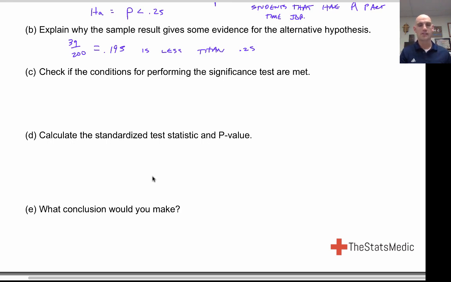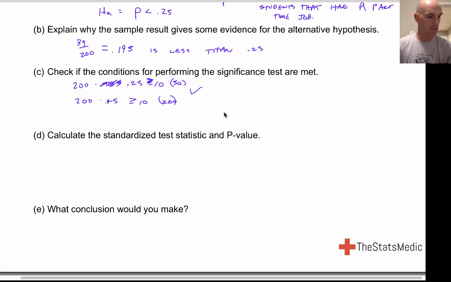So are the conditions met? Well, 200 times 0.25, oops, we're testing the claim, so 0.25, is equal to 50. That's greater than or equal to 10. And then 200 times 0.75, 1 minus 0.25, is also greater than 10, because that's equal to 150. So that condition is met.